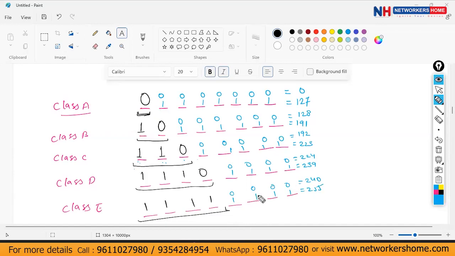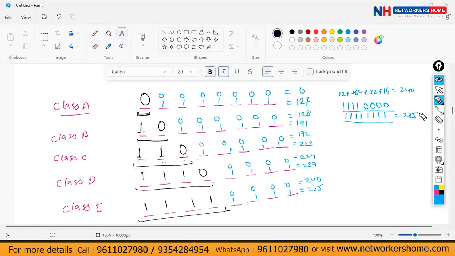This is how the class range was divided. So this is clear to everyone. Ajay, can you please calculate class E ones? Yes, we can calculate. There are 4 ones and 4 zeros for the minimum and all 8 ones for the maximum. When all 8 bits are 1, this value is maximum, means 255. And this value, 128 plus 64 plus 32 plus 16, is 240. Okay? Yes. Okay, so this is clear.